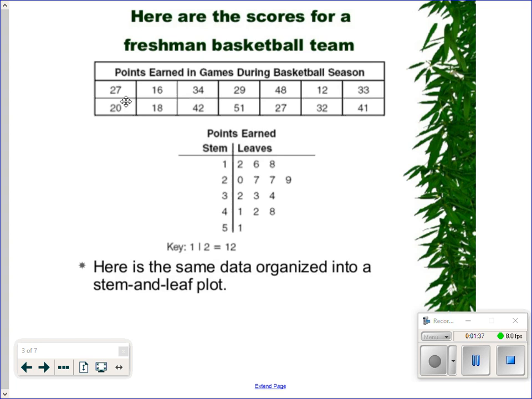The biggest number up here is 51. And look down here. This 5 and the 1 represents 51. So the smallest number, the minimum, is 12. The maximum is 51. Which one's the mode? 7's not our mode, but 27 is our mode.